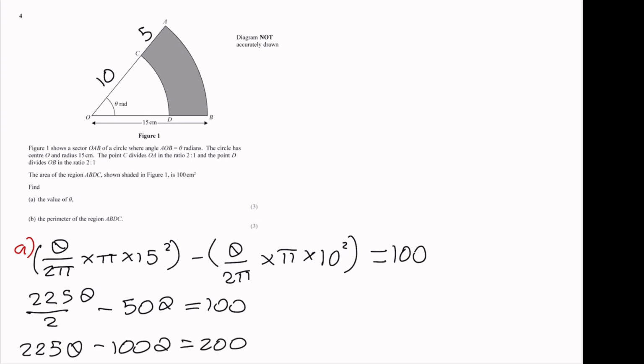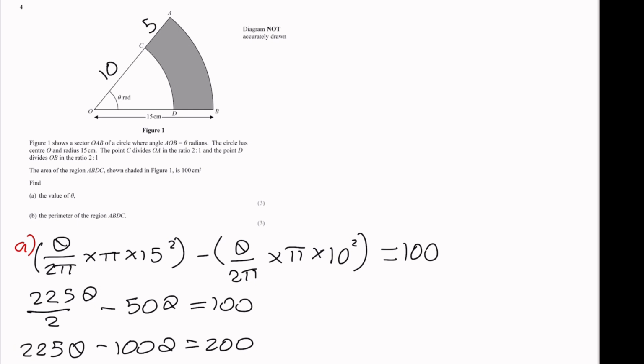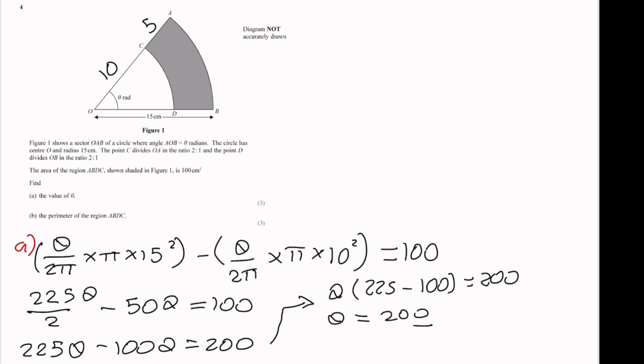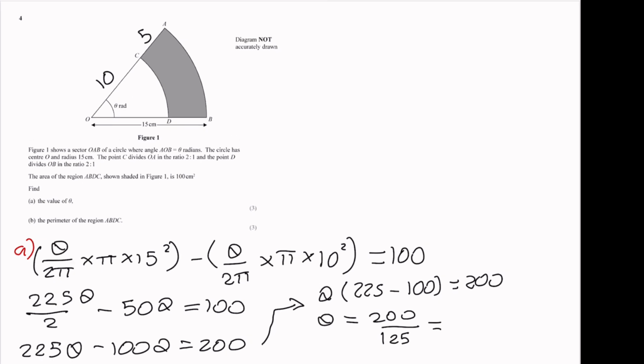And then to solve this, we can factorize out the theta on the left hand side. So we end up with theta times (225 subtract 100) equals 200. And then we can rearrange to say theta equals 200 over 225 minus 100, which is 125. So if we work that out, theta is 1.6.